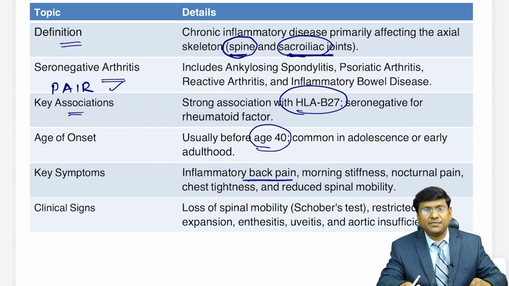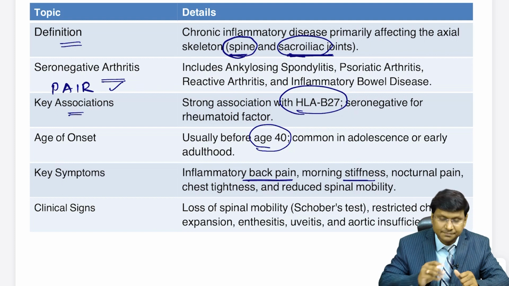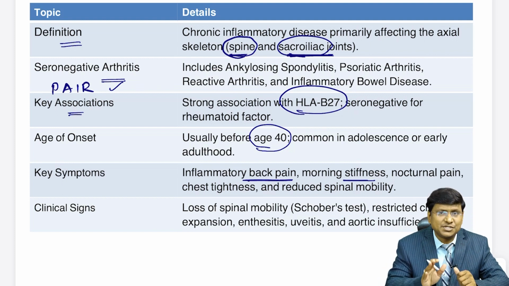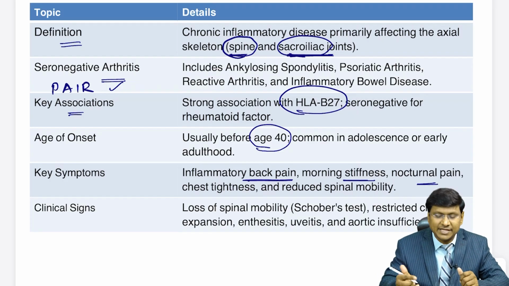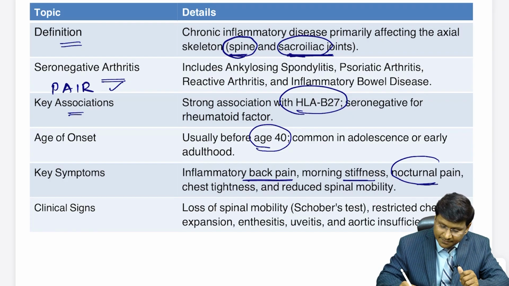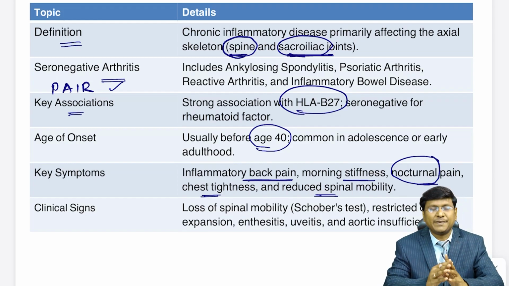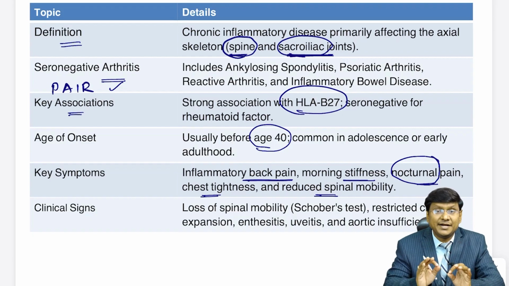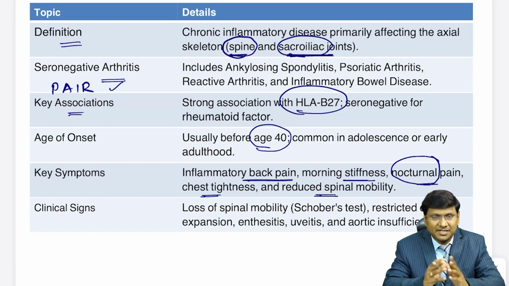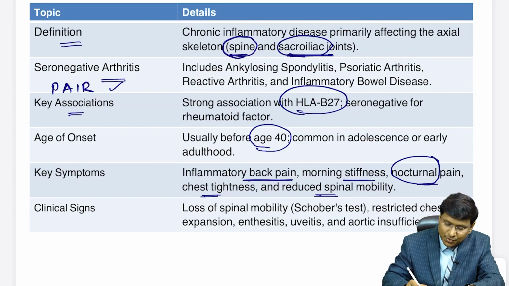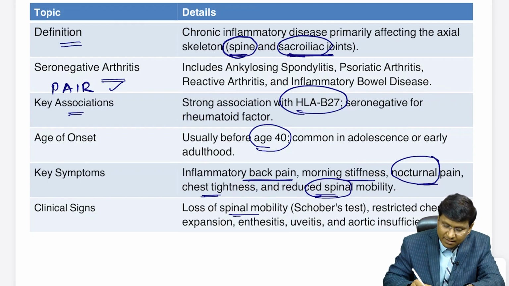So these patients present with pain in the low back, and there will also be early morning stiffness. And the pain in patients with ankylosing spondylitis will be worse at night, so we consider it nocturnal pain. These patients will also have chest tightness as well as reduced spinal mobility. This reduced spinal mobility is mainly due to fusion of the vertebra. So there is loss of spinal mobility.